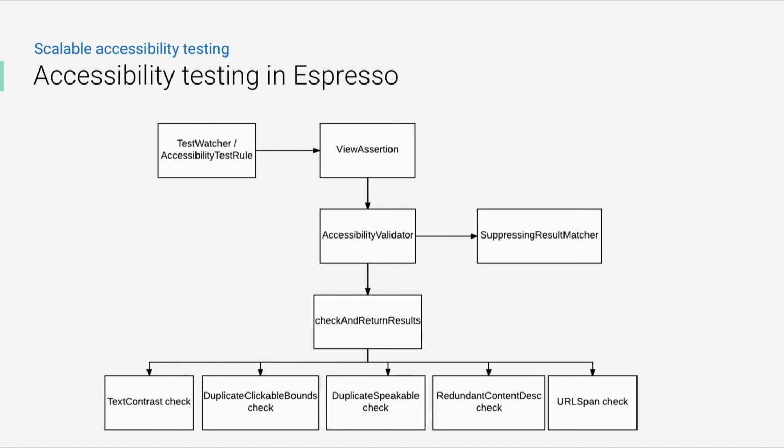And other tests are, it can even check for redundant content description. If the content description has words like button or selected, it can call that out. And since it is open source, it is also integrated into Espresso. You can also add more tests that are unique to your environment, and add that to your test suite.